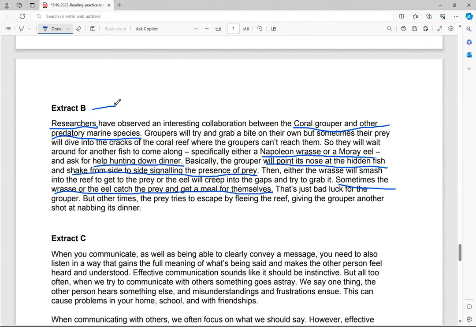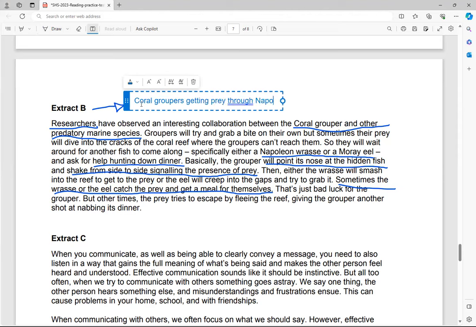So what's Extract B about? About coral groupers getting prey through Napoleon wrasse and moray eels.